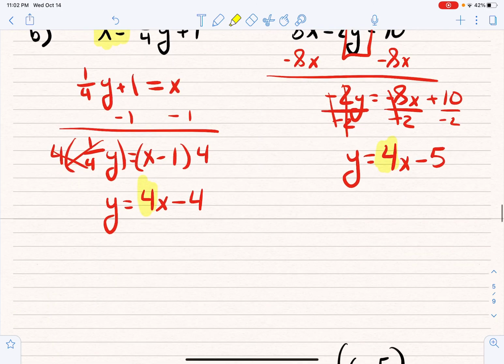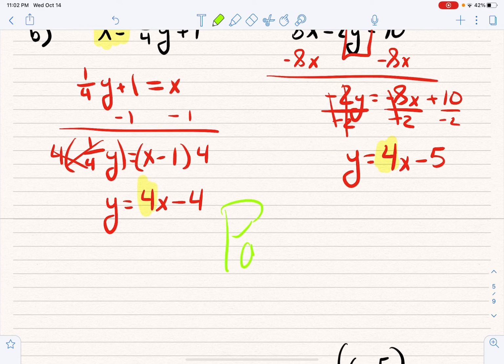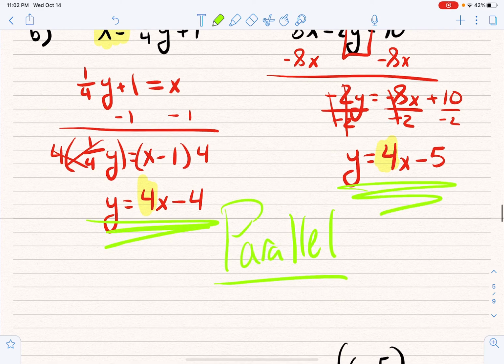So what do I know about these? These have got to be parallel. Why? Because they have the same slope. Doesn't matter about that y-intercept. It just matters about the slope when I'm talking about parallel, perpendicular, and either. Fantastic. Hopefully that's what you got.